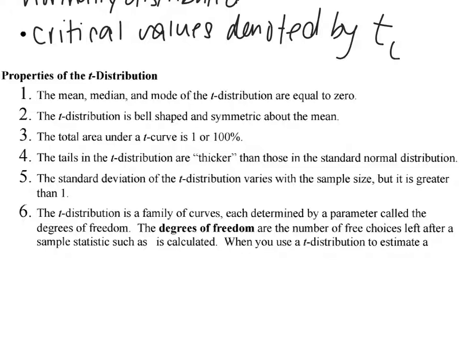The t-distribution is a family of curves, each determined by a parameter called the degrees of freedom. Okay, so this is important here. We're talking about a new little vocab word. So the degrees of freedom are the number of free choices left after a sample statistic, and this should say in here x bar, sorry, I'm still not very good at using this stylus, x bar is calculated. When you use a t-distribution to estimate the population mean, the degrees of freedom are equal to 1 less than the sample size.